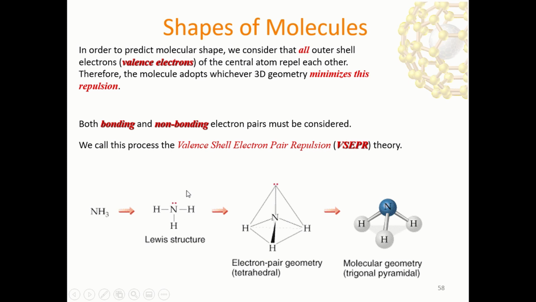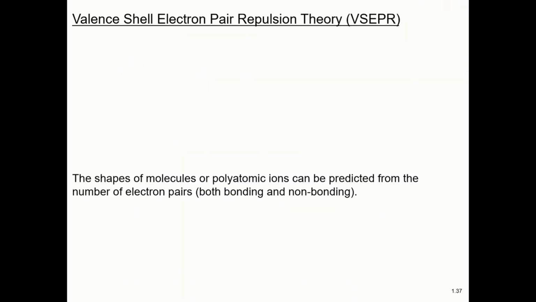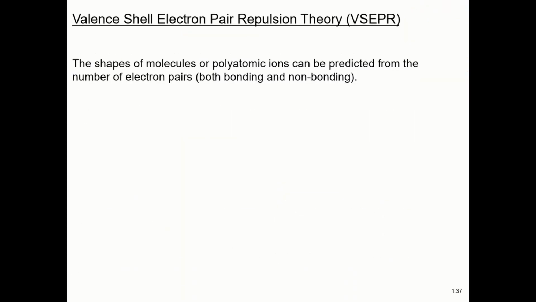There are 4 pairs of electrons in this molecule, and the way that they arrange themselves is as far away from each other as possible, and that's in a tetrahedral shape. However, the actual molecule, you can't see these electrons. The actual physical bonds and atoms make this shape, and that's what I'm going to explain to you over the next few slides. So, the shape of these molecules can be predicted from the number of electron pairs that we have, both bonding and non-bonding.